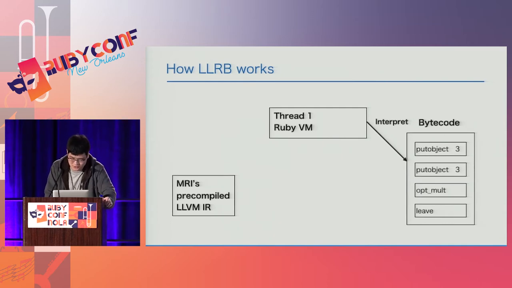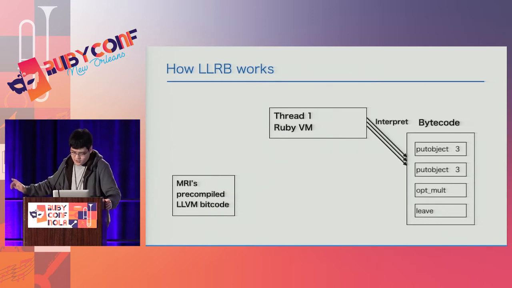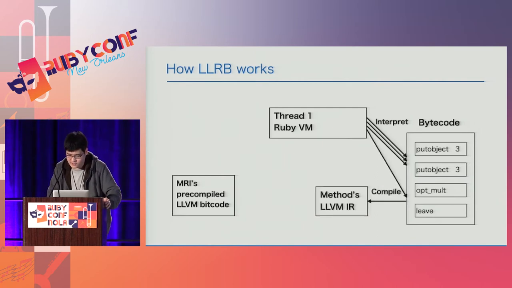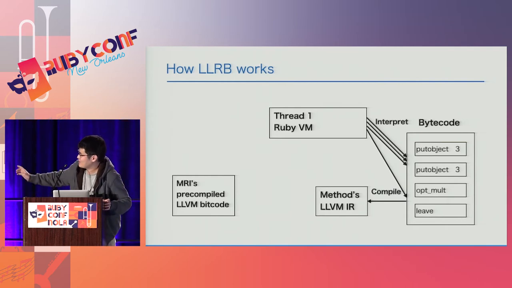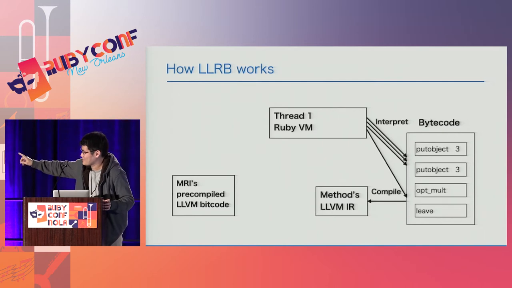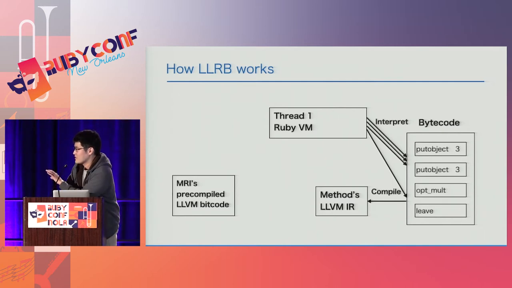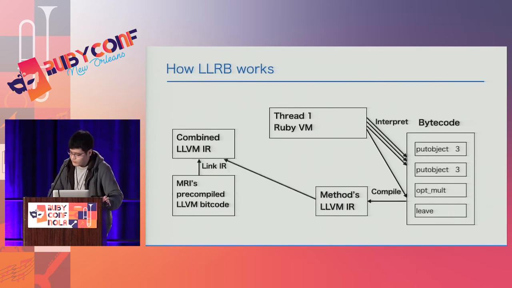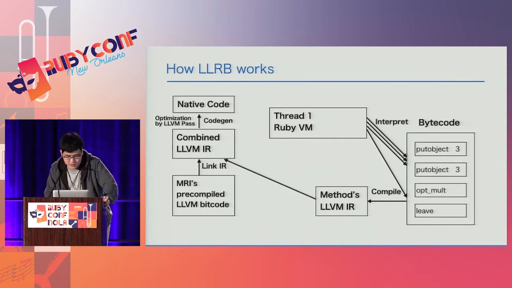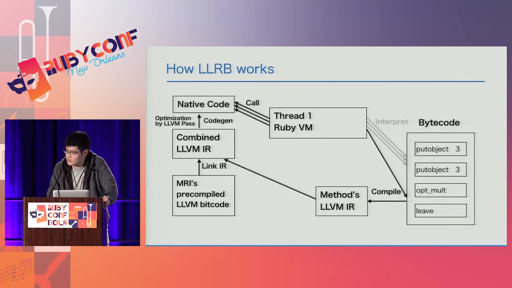Then I'll introduce how it works. When it interprets the bytecode frequently, LLRB detects the hotspot with a StackProf-like profiler, and when a hotspot is detected, the JIT compiler compiles the method to LLVM IR. The not good point is that it's not on a different thread. As it's an experimental project, it compiles in the same thread. There is precompiled LLVM bytecode from Ruby's core methods, and LLVM uses both of the LLVM IRs. Then it's optimized well with those LLVM IRs to native code. Then it switches from evaluating bytecode to calling native code.